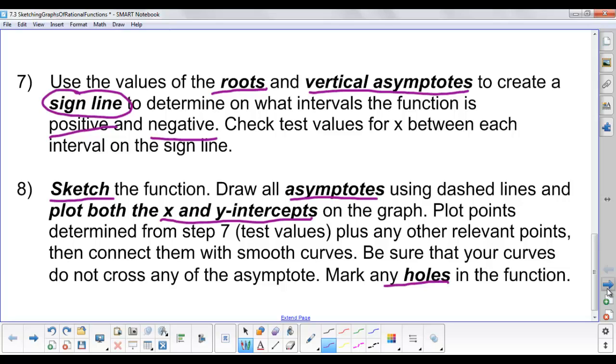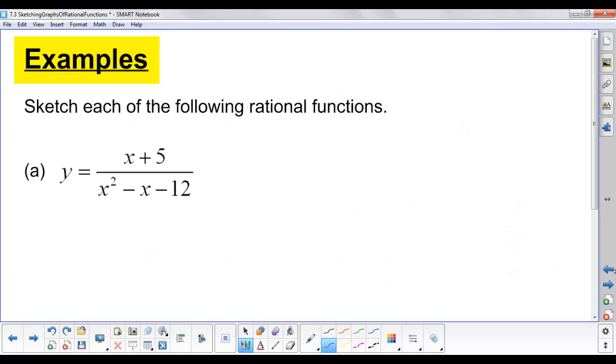Okay, so we'll move on to the first example. We have y equals x plus 5 all over x squared minus x minus 12. From step 1, we need to factor. There's nothing we can factor up top, but in the denominator, we can factor that to be x minus 4 and then x plus 3.